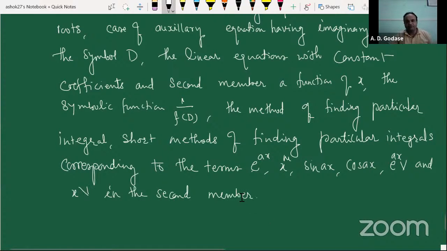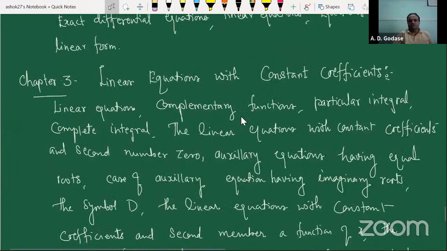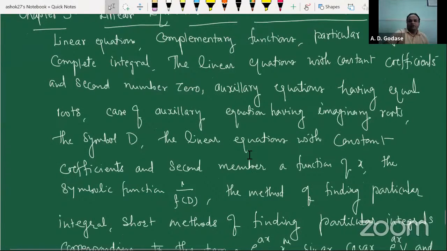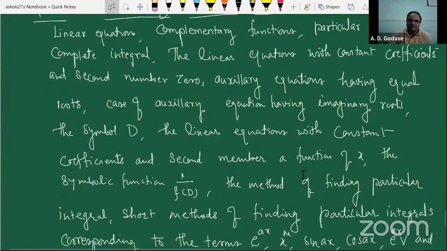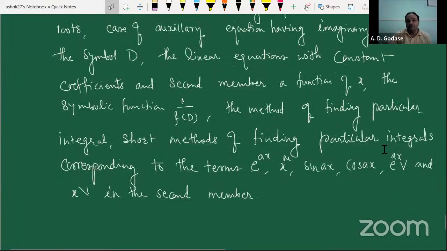So this is chapter number 3. The title of chapter 3 is linear equations with constant coefficients. In that we will see linear equations, complementary functions, particular integral, complete integral, the linear equations with constant coefficients, auxiliary equations having equal roots, the case of auxiliary equations having imaginary roots, the linear equations with constant coefficients and second member a function of x.